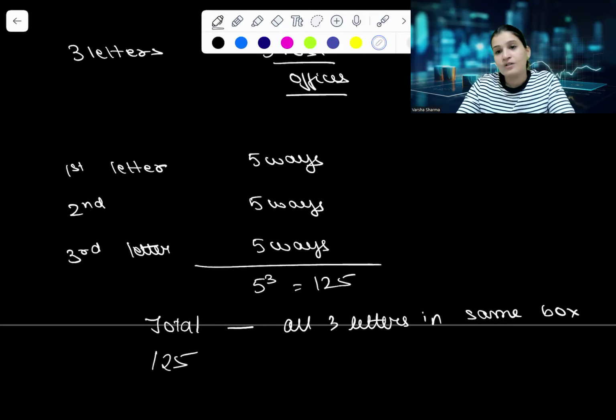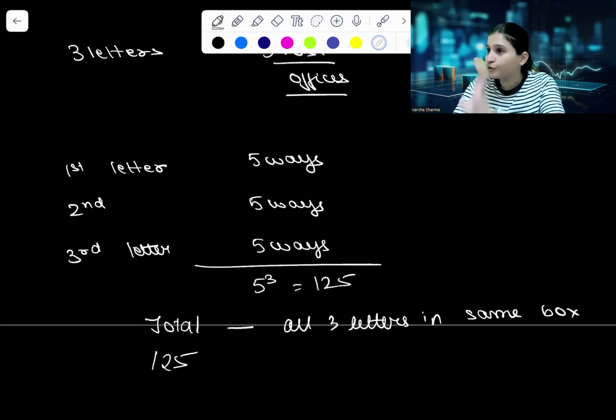So how many ways are there for me to post all the 3 letters in the same box? How many boxes? 5. How many letters? 3. I want all the letters in the same box. How many ways are there to do that? How many ways are there for the 3 letters to be in the same box? Did I tell you which box? No. They all 3 can be in box 1.